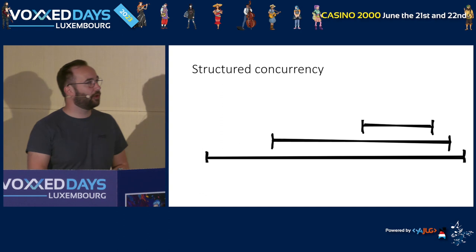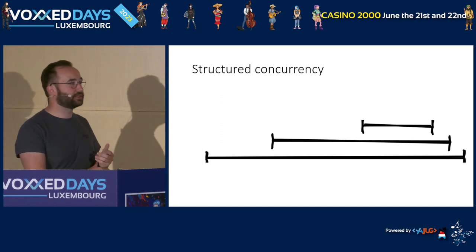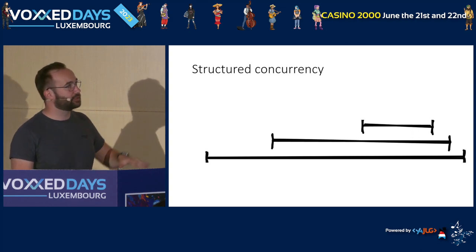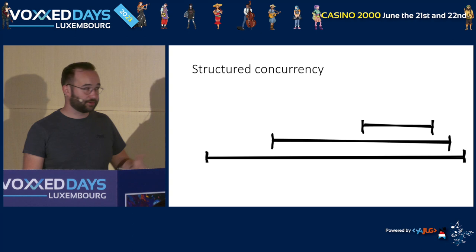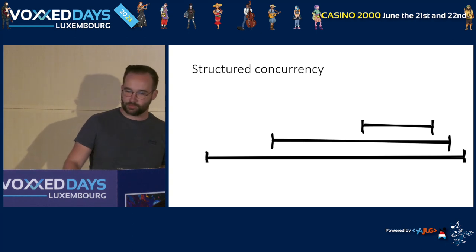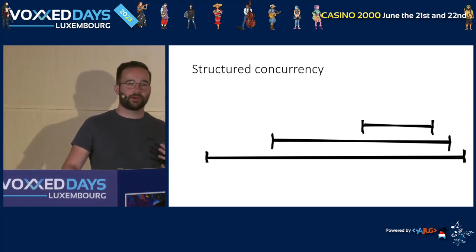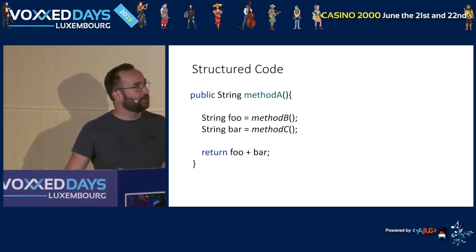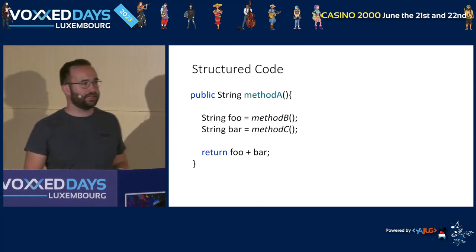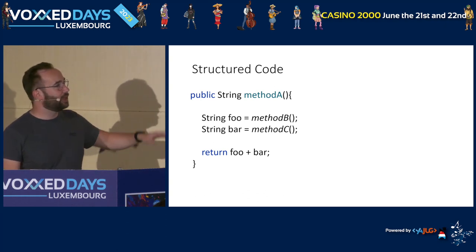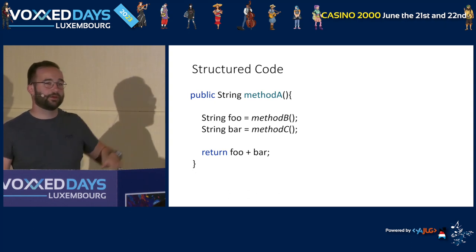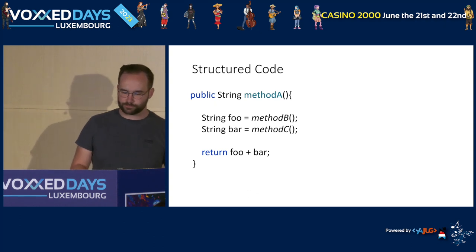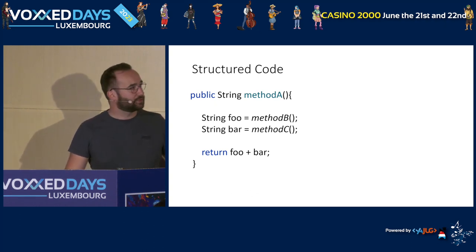So now I have created, just in the previous demo, 10,000 virtual threads, but how do I manage those lifetimes? That is done using structured concurrency, and I'm going to show you how. But before I dive deep into what structured concurrency really is, I want to start with something very simple, and that's structured code. This is just a very simple Java method. When I enter method A, I'm going to do two calls, one to method B and one to method C, and I will create some result and return it. It's all very straightforward.